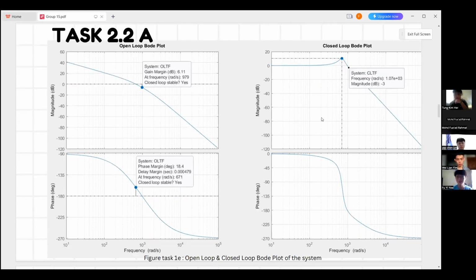What is the value of the gain crossover frequency? Gain crossover frequency is 761 radian per second. What is the phase crossover frequency? 979 radian per second.